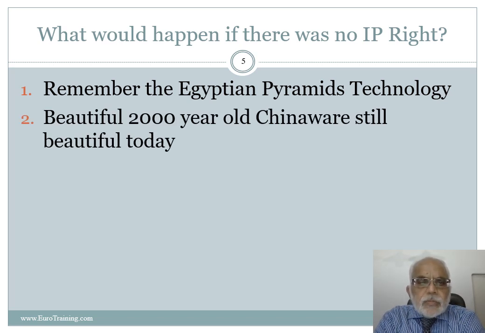When you visit museums, you see beautiful 2000-year-old Chinaware, still beautiful today, still bright colors, haven't faded at all. How did those people make the colors or make those Chinaware? Nobody knows. There are many theories, many people have researched, but nobody is sure. Nobody can duplicate it.